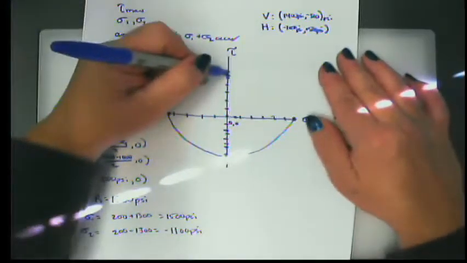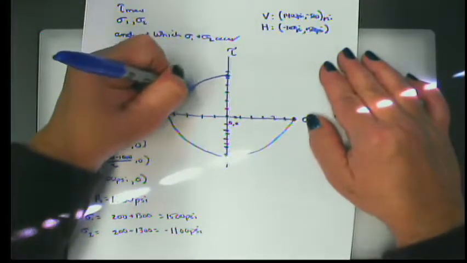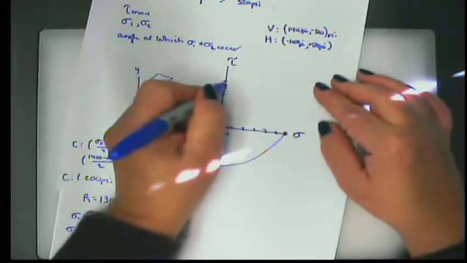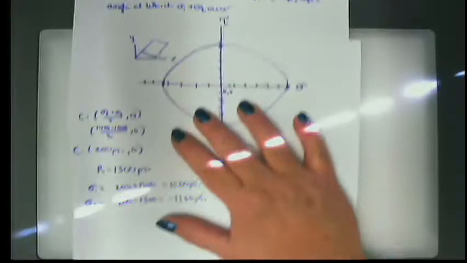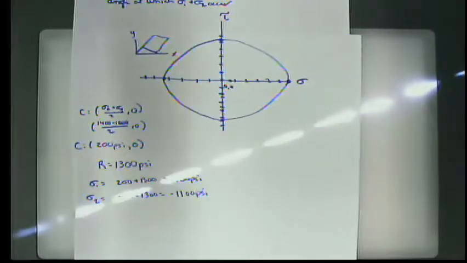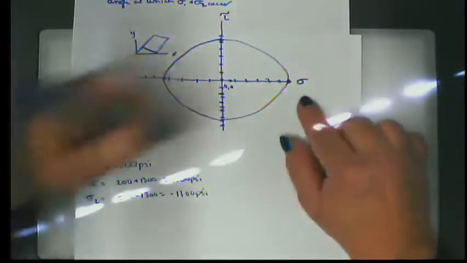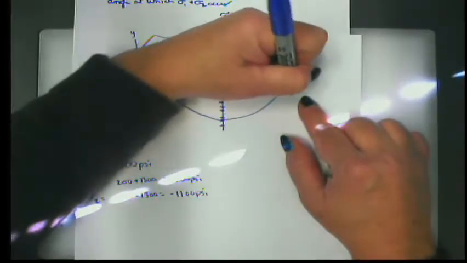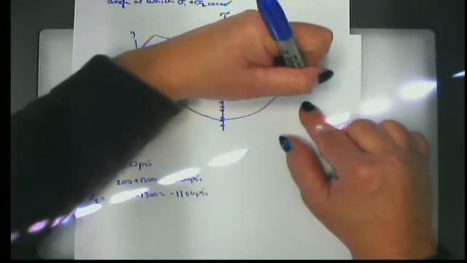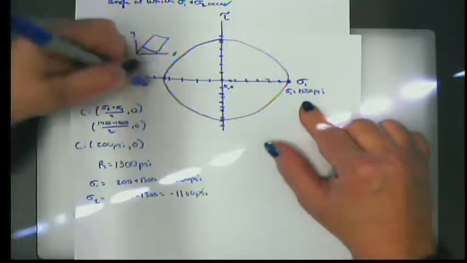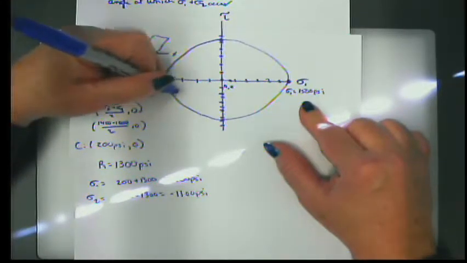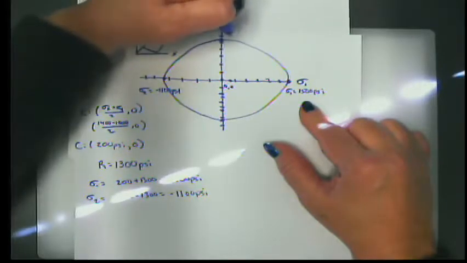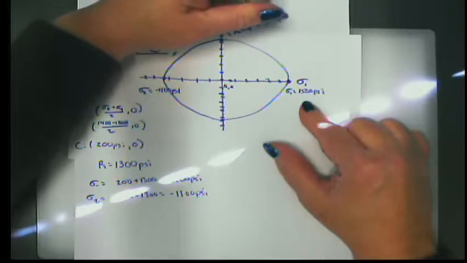That looks like this. And once again, it's kind of an egg. This time it looks like Mohr's football, but all right, there we go. So imagining that this is a circle, we know that sigma 1 is 1,500 psi. We know that sigma 2 is negative 1,100 psi. We know that tau max is 1,300 psi.